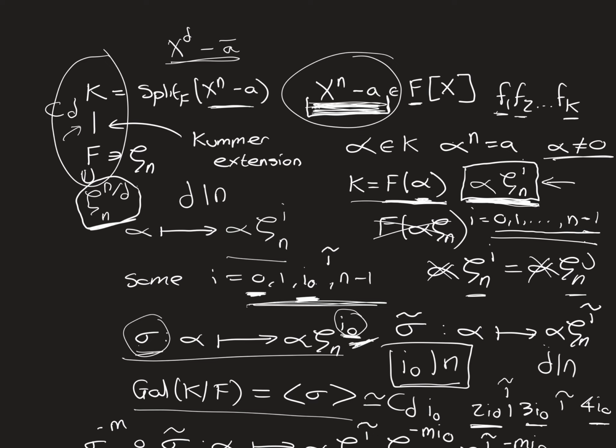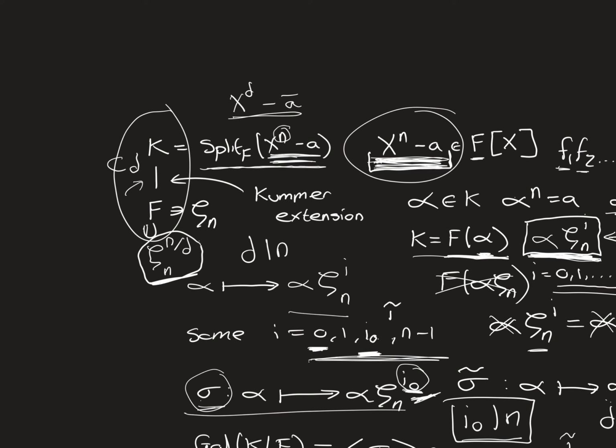We don't need to. All I want you to take from this is that if you generate the splitting field of any polynomial of this form over a base field that contains a primitive nth root of unity, where n is the same as the power here, you get a Kummer extension. Not necessarily a Kummer extension of degree n, but you get a Kummer extension of some degree that divides n. If it's irreducible, then you get a Kummer extension of degree n. If it's reducible, then you're going to get a Kummer extension of degree d that divides n.